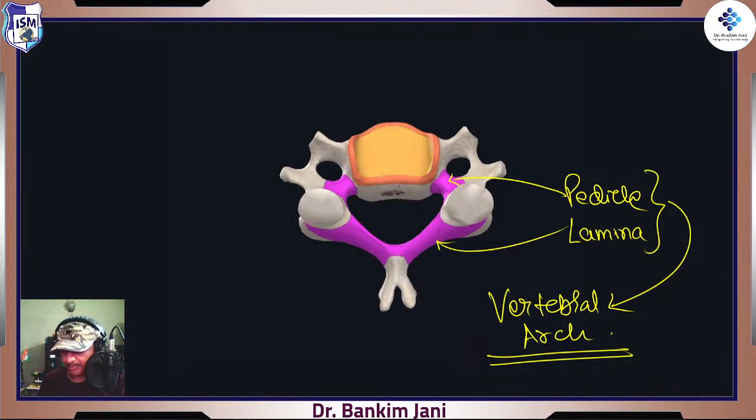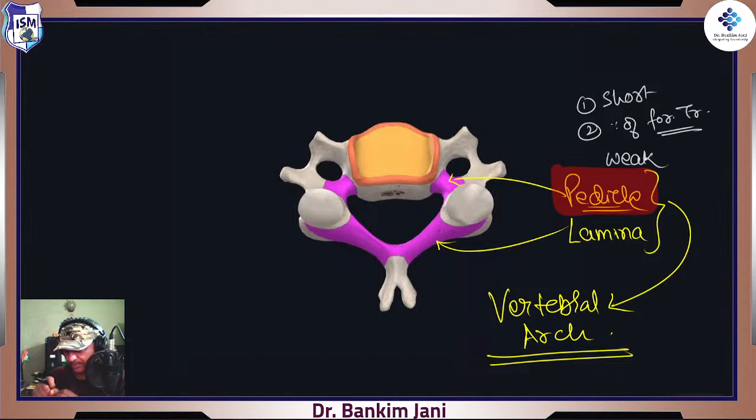Now see, in this vertebral arch, everyone is strong except this pedicle, right? One, it is a small structure, so it can be broken very easily. And second, the pedicle has been weakened because of the presence of the foramen transversarium. So we'll highlight that this is a weak structure. This is weak. One, it is short, and second, because of the foramen transversarium. Because that foramen is there, it becomes like a deficit, so it will break very easily.